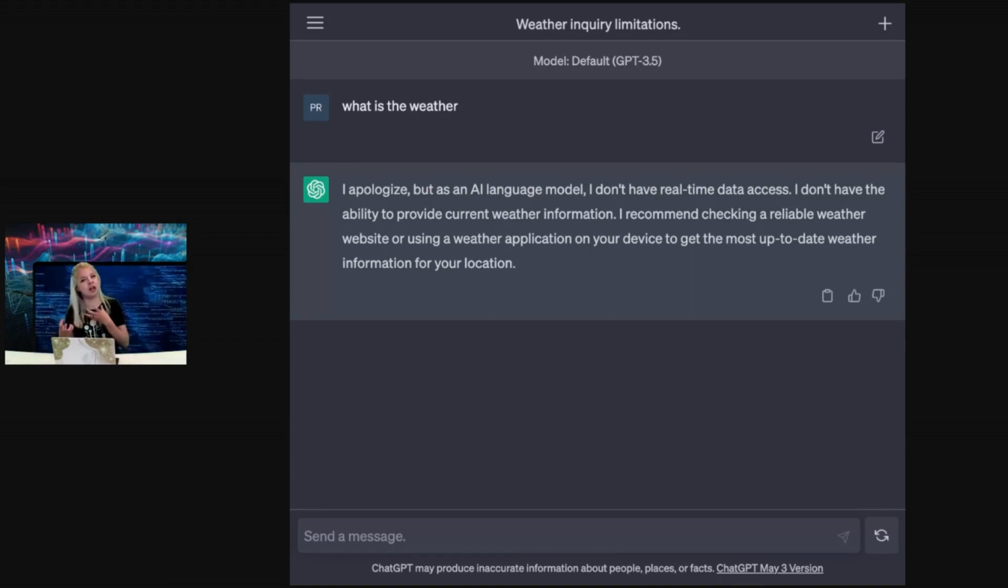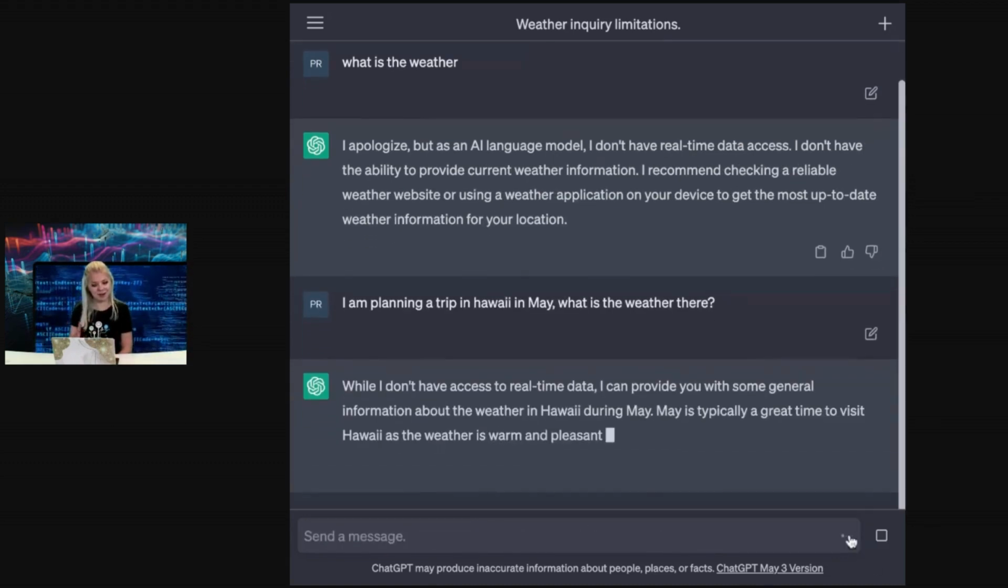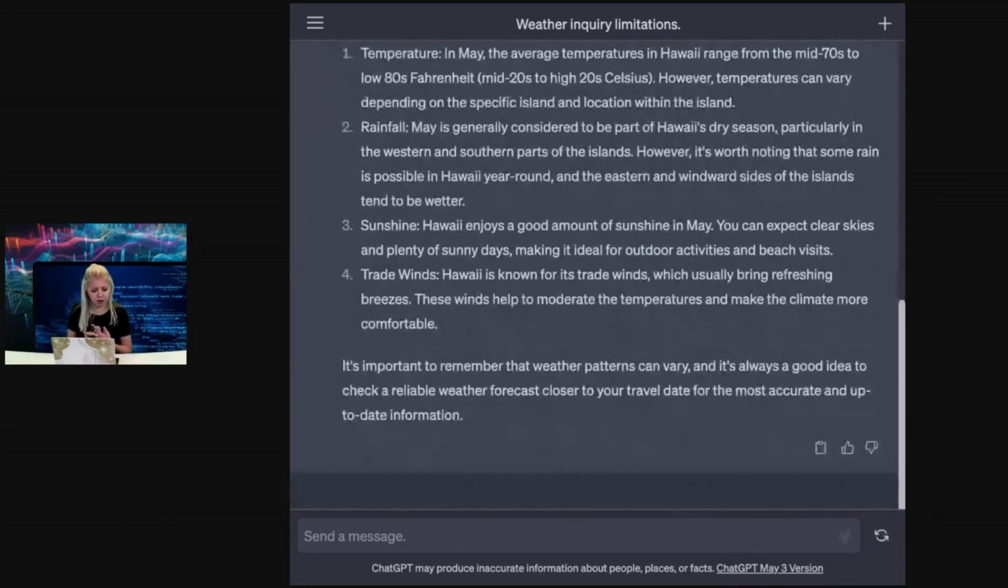Let's give the AI some context and train it just a little bit. I am planning a trip in Hawaii in May. What is the weather there? By giving this context, let's see what it comes up with. Okay, well now it's showing our temperature, our possible rainfall, our sunshine, all of the stuff that we need to know about. It may not give you specific days, but now we have a lot better information.